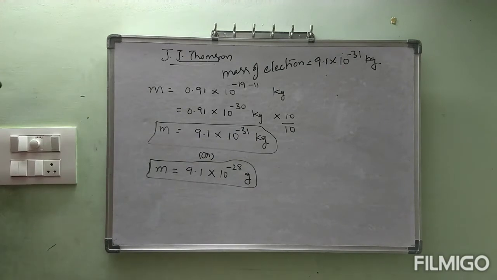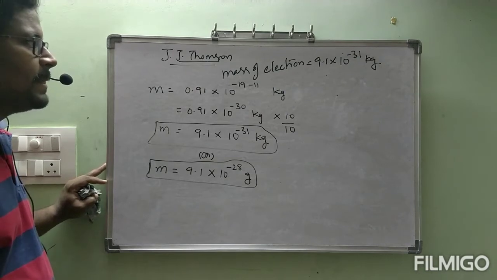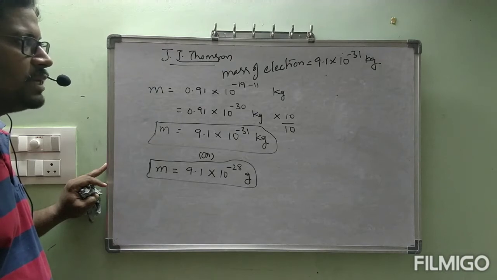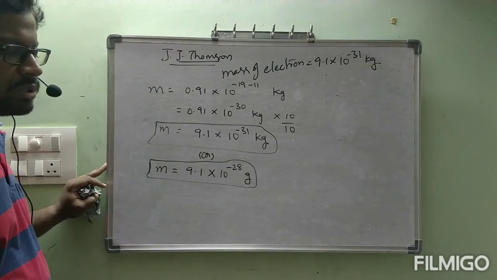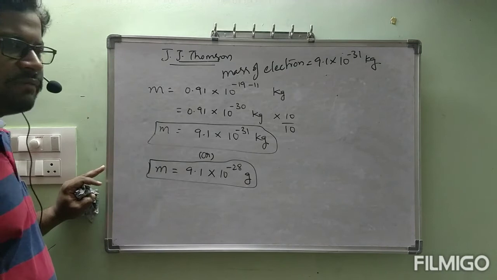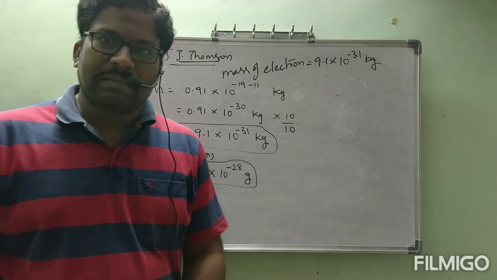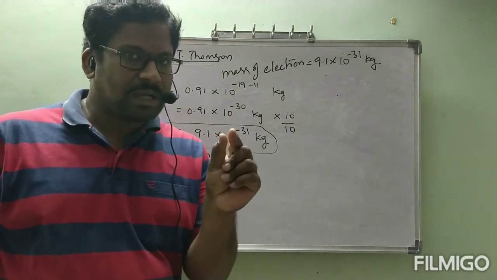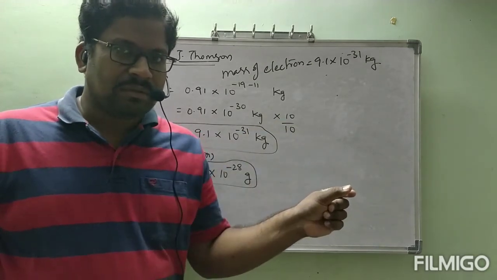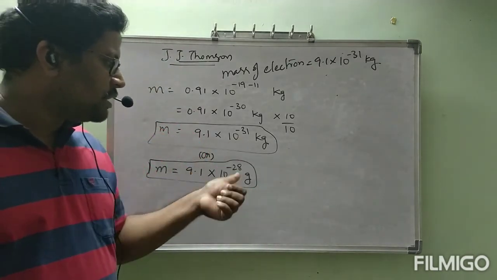This is about the mass of electron. Yesterday we saw that the E by M ratio of cathode rays is 1.75 into 10 power 11 coulomb per kilogram. By using this data and the charge of electron, we found the mass of electron. Actually, it is not at all possible to find the mass of electron directly, because the electron is very small. We cannot take it out and keep it on a weighing machine, and a weighing machine cannot show such a small value. Actually this is 10 power minus 31, 10 power minus 28.